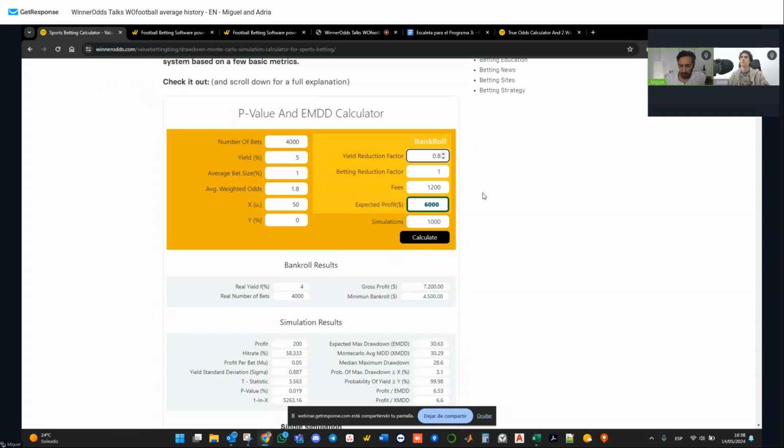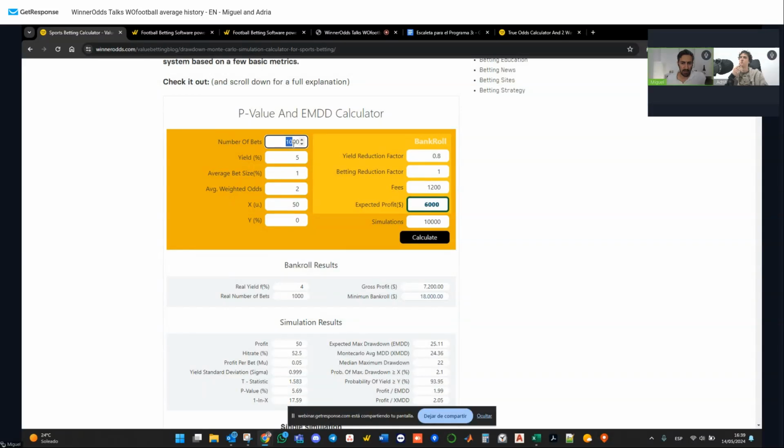So if, for example, by following a tipster, you perform 1,000 bets and the tipster has, or you expect to have, a 5% yield and an average bet size of 1 unit at 2 odds, then by pressing this button here, calculate, we perform 10,000, for example, simulations of the profit you will obtain after this number of bets.